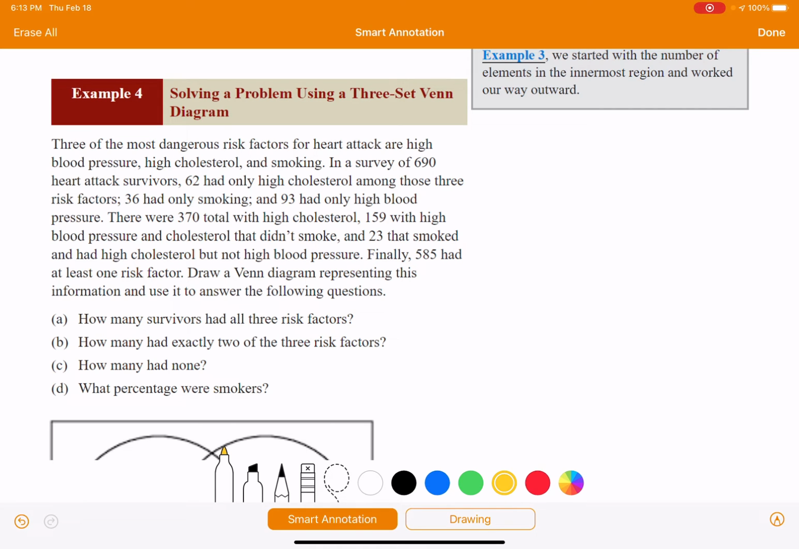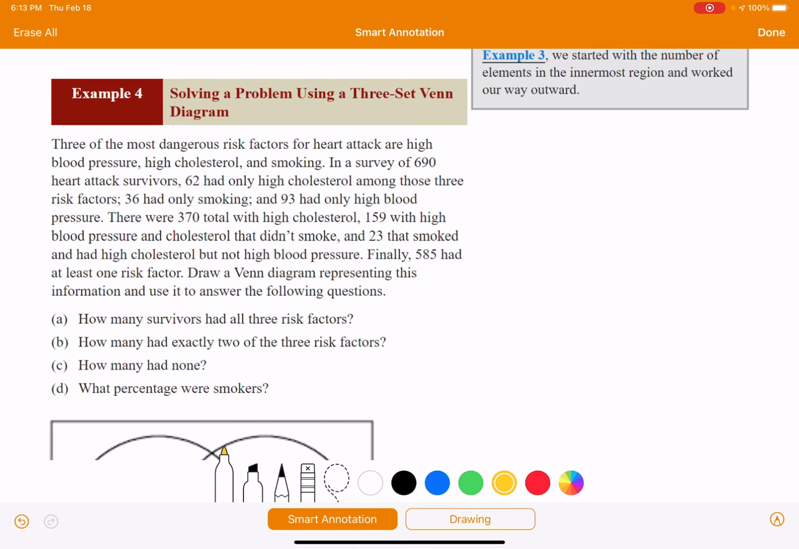All right, 3 of the most dangerous risk factors for heart attack are high blood pressure, high cholesterol, and smoking. In a survey of 690 heart attack survivors, 62 had only high cholesterol among those 3 risk factors, 36 had only smoking, and 93 had only high blood pressure. There were 370 total with high cholesterol, 159 with high blood pressure and cholesterol that did not smoke, and 23 that smoked and had high cholesterol but did not have high blood pressure. Finally, 585 had at least one risk factor.